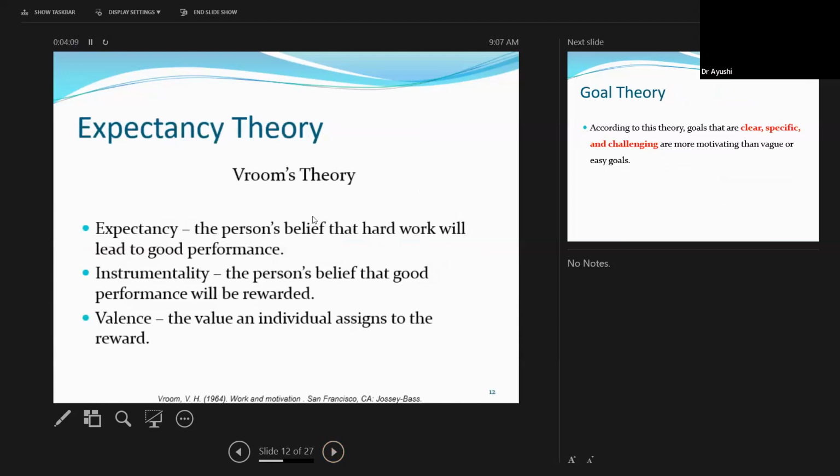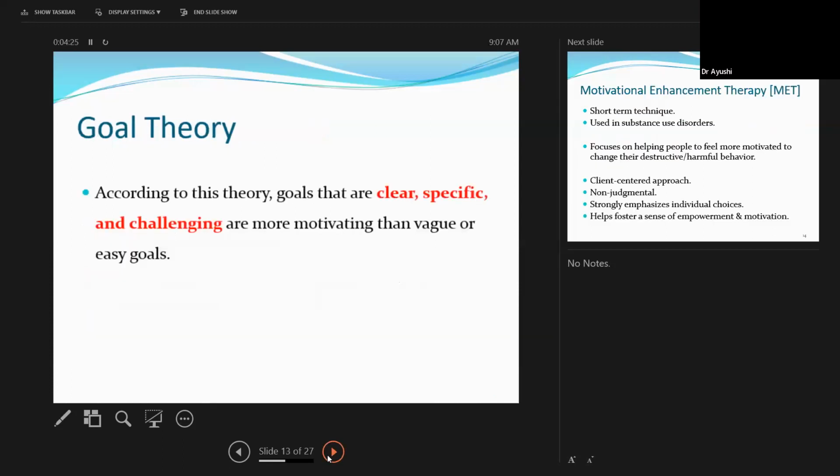Then comes the expectancy theory. Expectancy is the person's belief that hard work will lead to good performance. Instrumentality is the person's belief that good performance will be rewarded. And valence is the value the individual assigns to the reward. Goal theory: according to this theory, goals that are clear, specific, and challenging are more motivating than vague or easy goals.